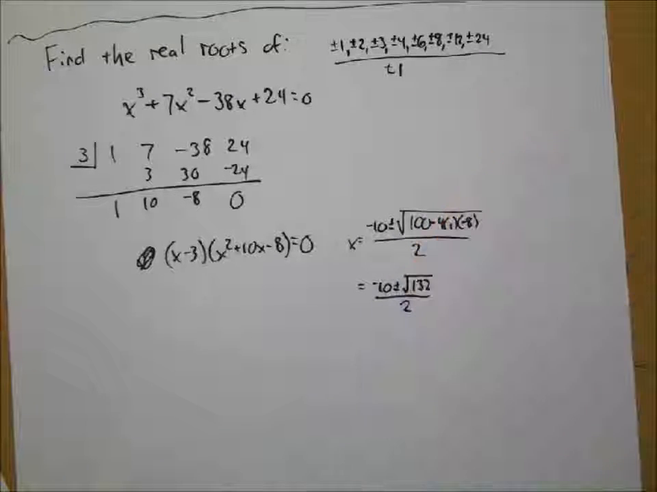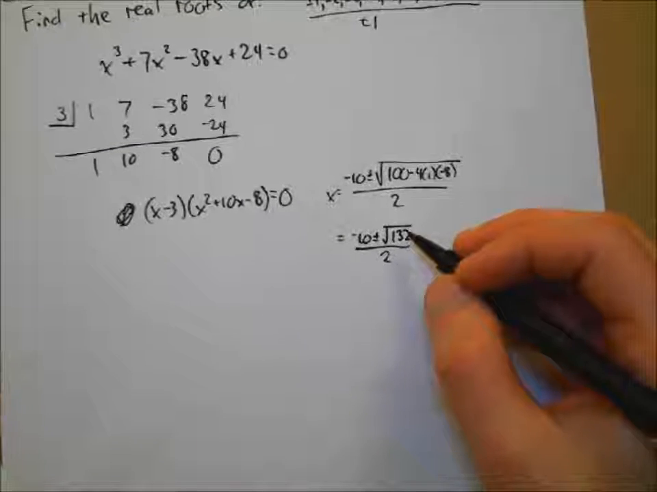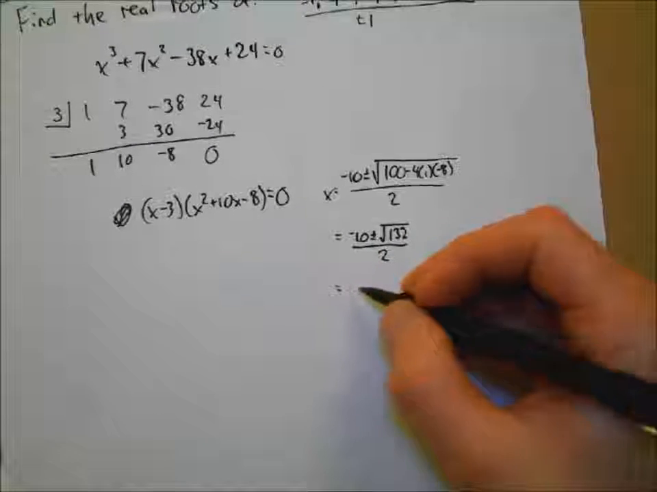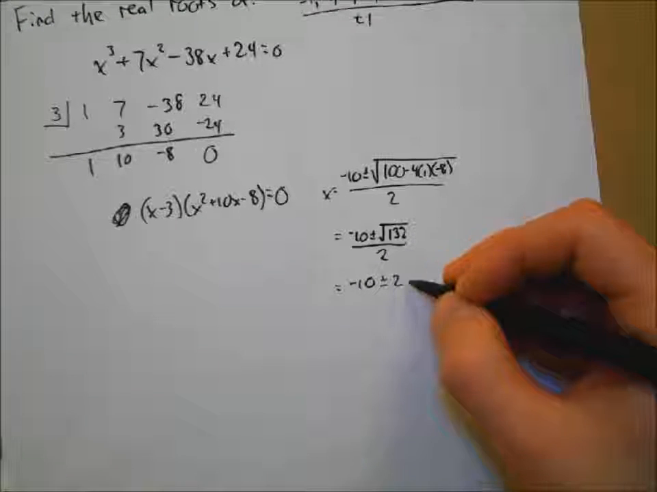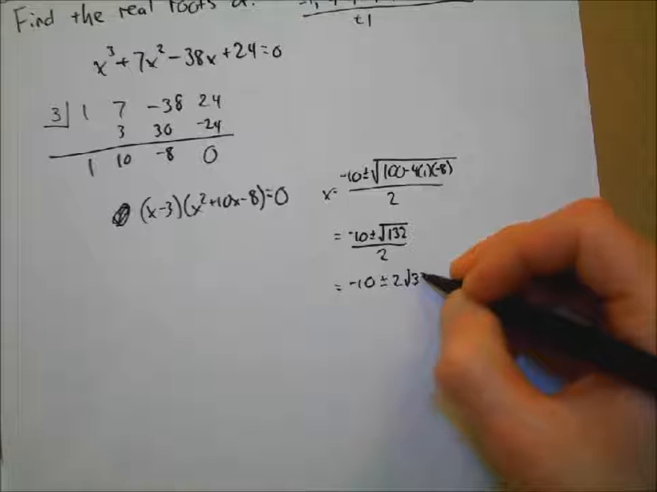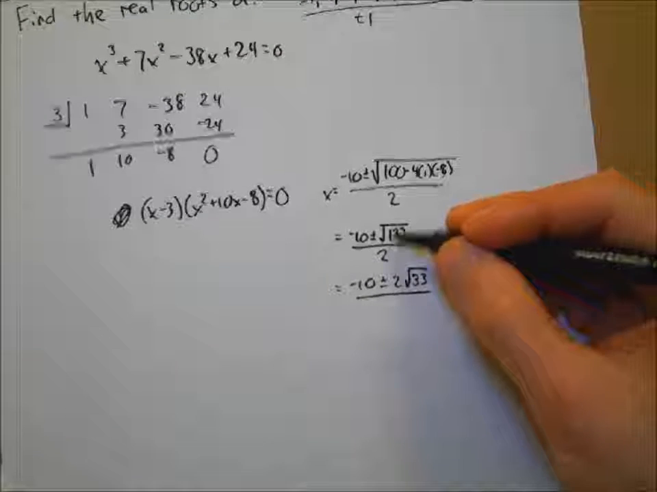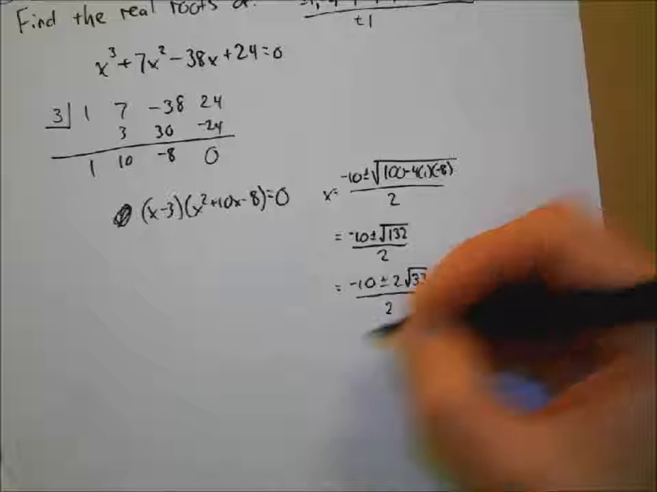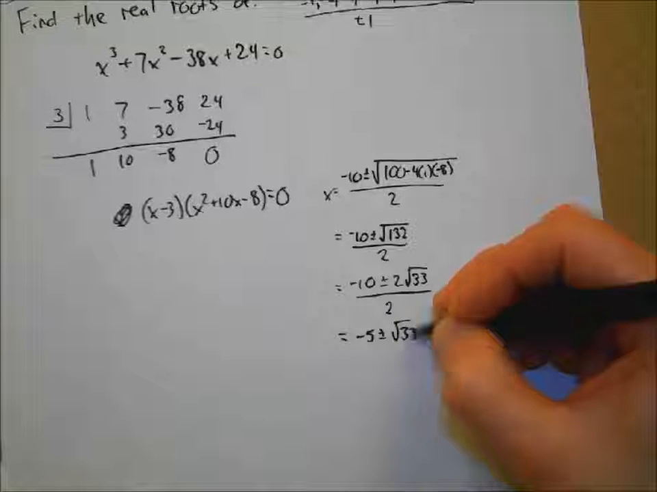Okay, and I think 132 does divide by 4, so it's going to be plus or minus 2 root 33. 132 is divisible by 4. You pull that 4 outside the square root, it becomes a 2 over the 2. And so we get negative 5 plus or minus the square root of 33.